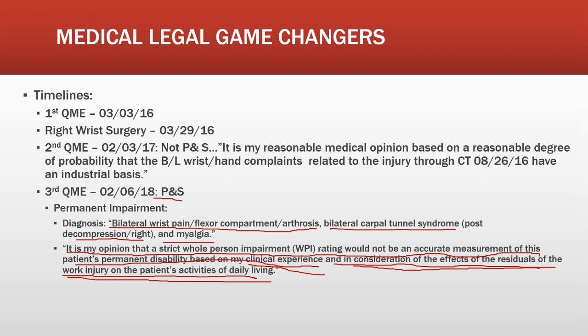But the doctor apparently feels that a permanent impairment rating under the strict application of the AMA guides, which again are quite conservative, is not an accurate representation of the examinee's permanent impairment. And it's not clear exactly what his reasoning for that determination is.